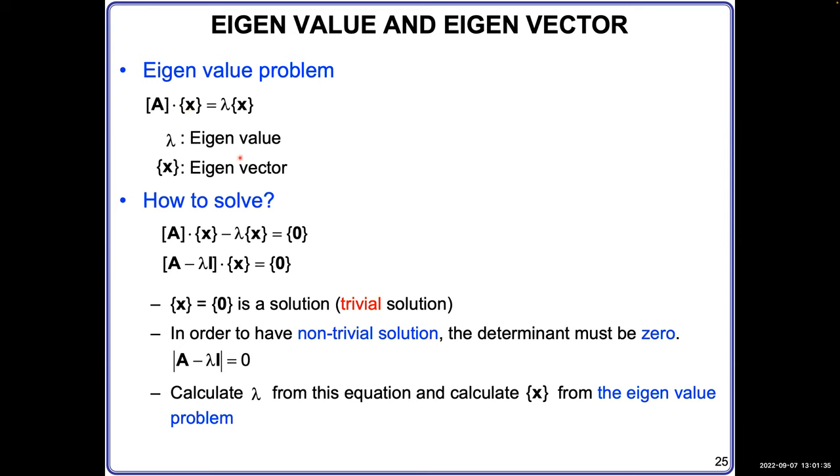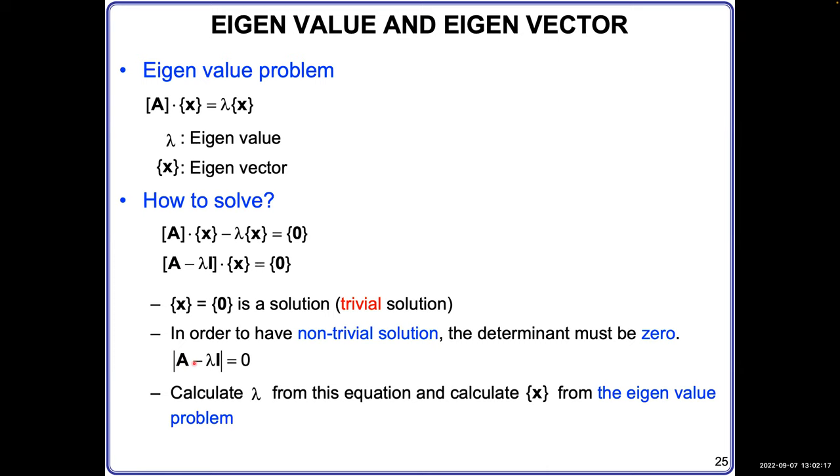So we discussed how to solve it. We move the right-hand side to the left-hand side, then reorganize, extract the vector, and reorganize the matrix component here, right? The vector x cannot be zero. If it's zero, then it's a trivial solution, where everything is valid. That is not what we want. So this vector is non-zero. Then the way to calculate the unknown lambda is to set the determinant of this new matrix equal to zero, okay? And we discussed how to do that.